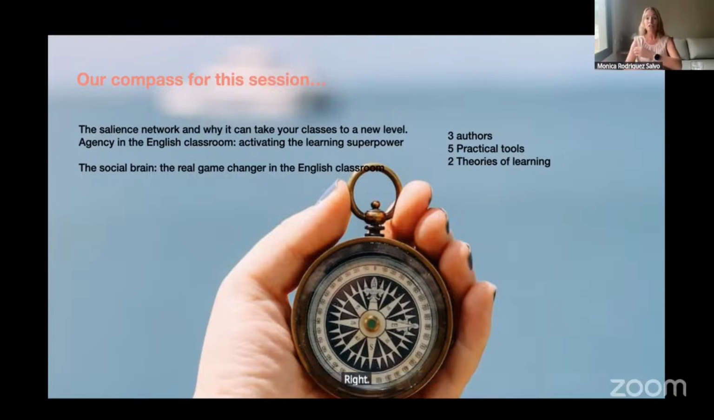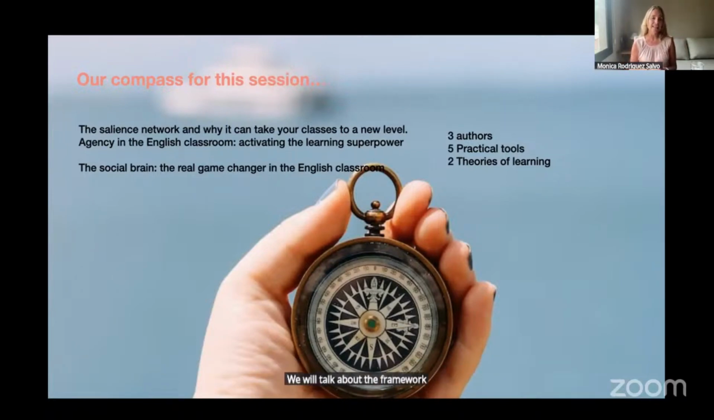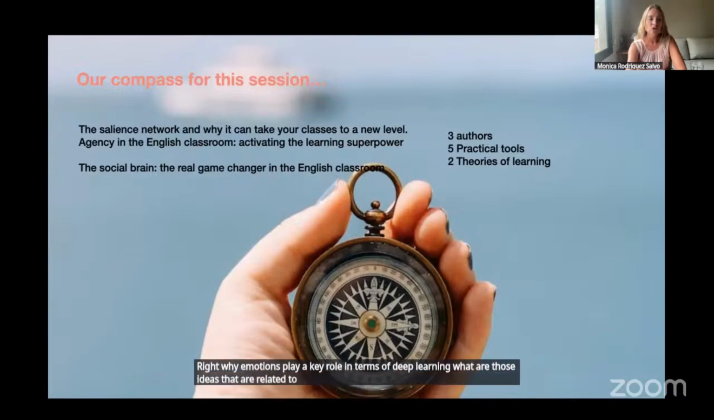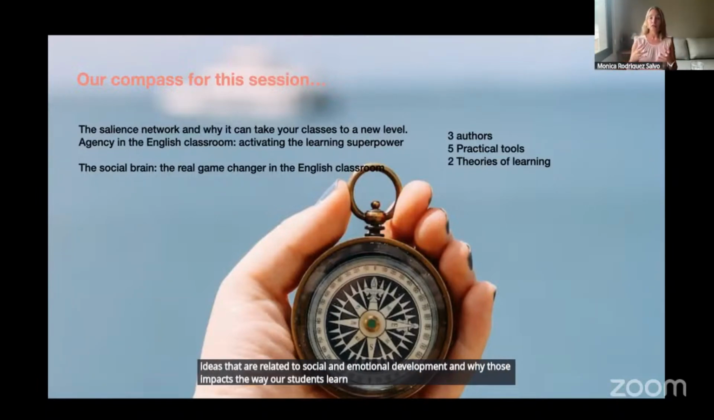So 2 theories of learning. That's the last part. We will talk about the social brain. We will talk about the framework of implementation in terms of why emotions are important, right? Why emotions play a key role in terms of deep learning. What are those ideas that are related to social and emotional development and why those impact the way our students learn? And of course, the impact of who we are as teachers.